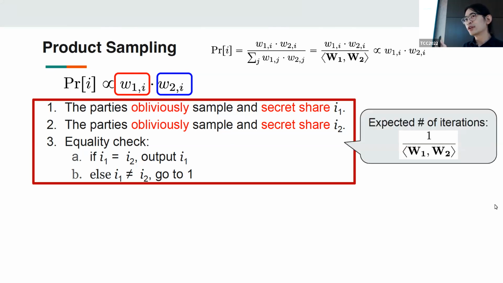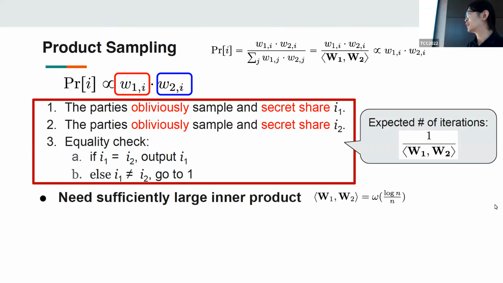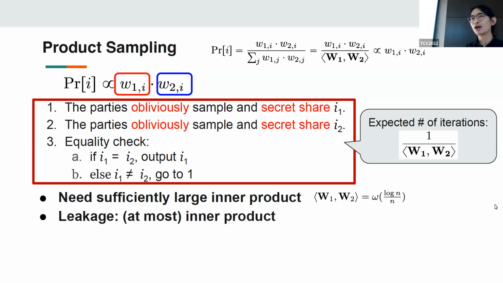However, this protocol has the expected number of iterations that is 1 over the inner product. So that gives us a sense that if you want sublinear communication, you need to have some assumption on the inner product. So we need a sufficiently large inner product to make this protocol sublinear communication. And also, since you have assumptions on the input, inherently this protocol will have some leakage. That is the inner product as well. So we can simulate that from the inner product.